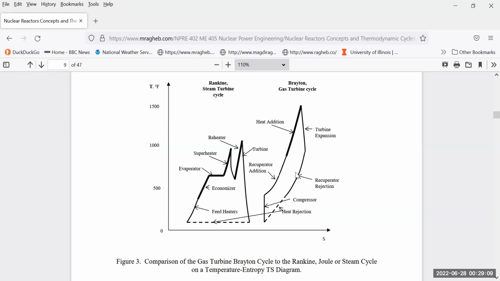But then after the coolant goes through the heat rejection process, you take it to the compressor where it is compressed, and the cycle goes on.